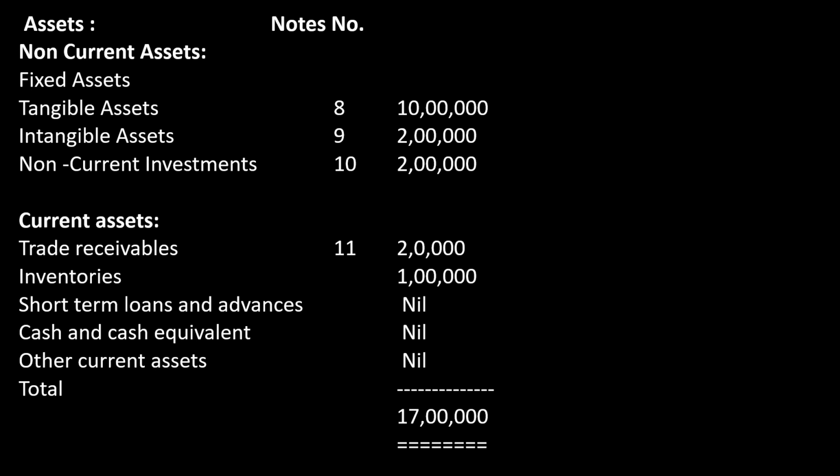Now, all the assets are written here. The assets have two headings, non-current asset and current asset. Under the non-current asset, you have three headings: fixed asset, that is tangible asset, intangible asset, and non-current investments. Then current assets, you have receivables, inventories, short-term loans and advances, cash and cash equivalents, other current assets. Okay, is that clear? So it should be numbered actually.